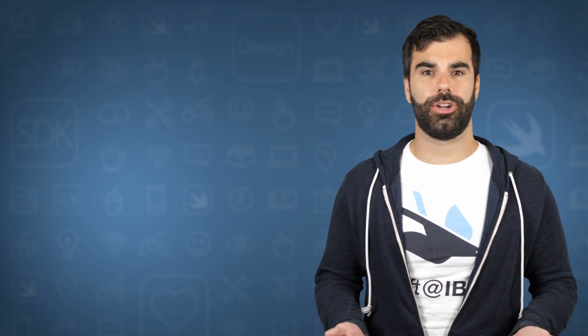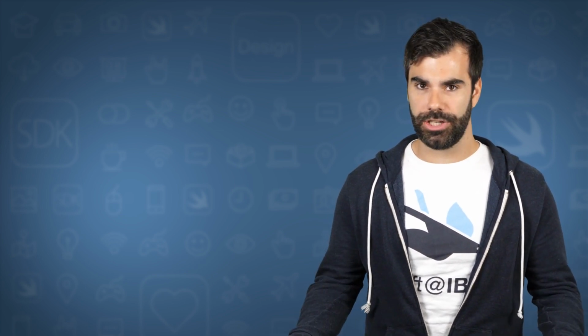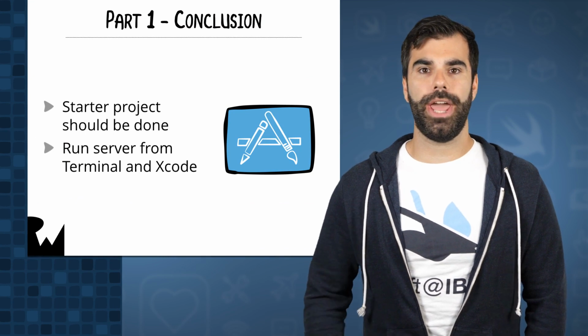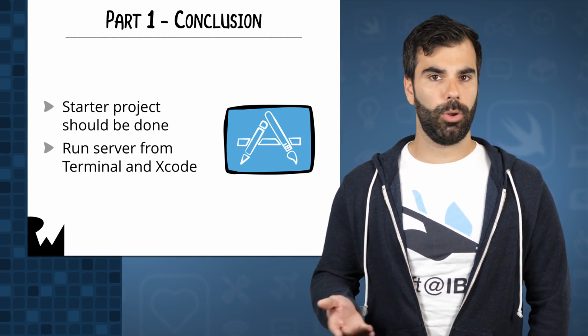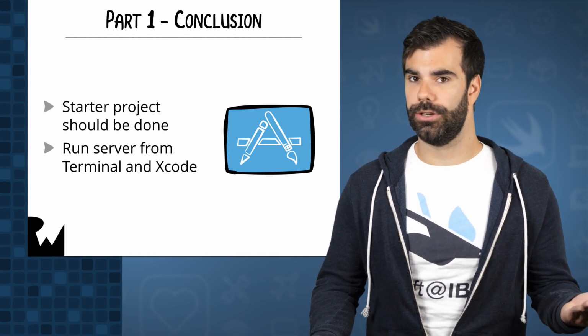Congratulations! You've completed section 1 of this video course. Let's briefly recap what you've done to get ready to start developing Emoji Journal to completion. By this point, you should know your way around your starter project. You should have been able to get your server up and running, both from the command line and from Xcode.